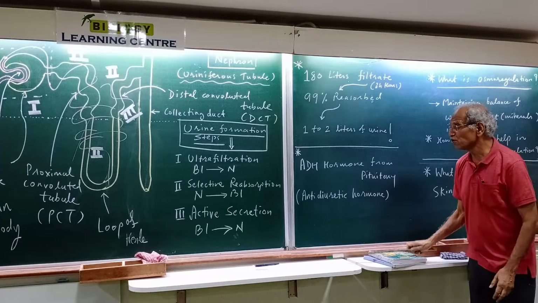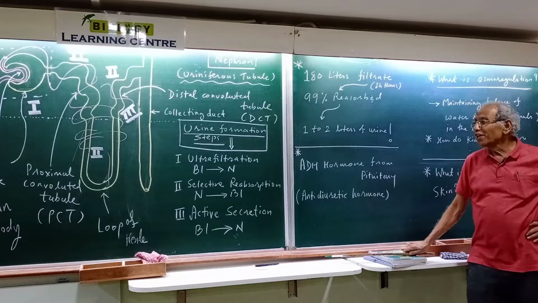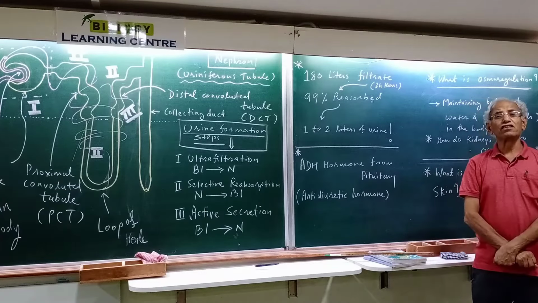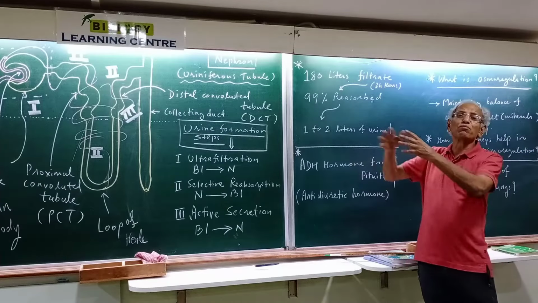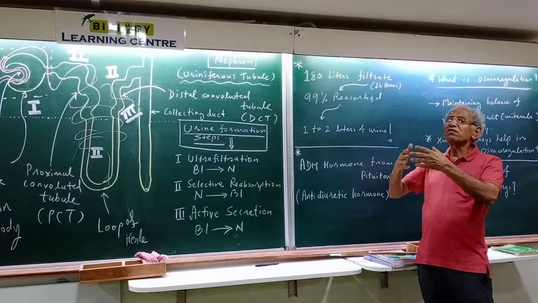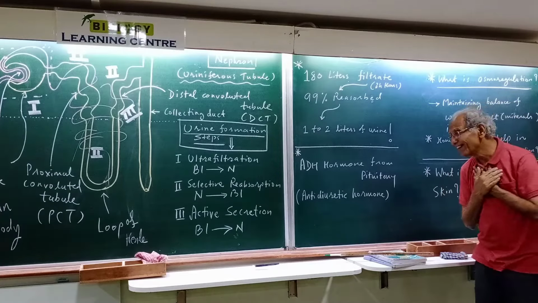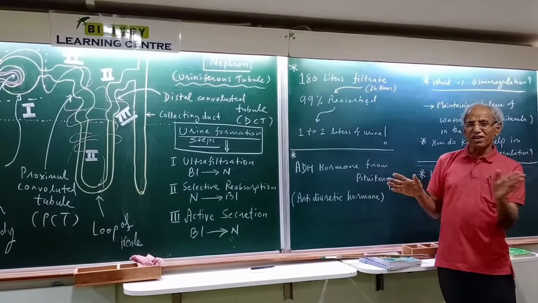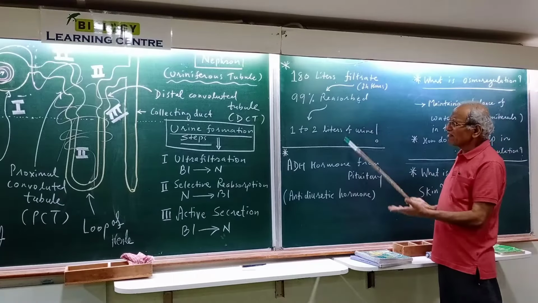But suppose there is a shortage of ADH, then what will happen? There are cases in which there is a shortage of ADH. The pituitary does not produce enough ADH, then what will happen? The person will have more urine produced. More means 10 liters, 15 liters, oh my god. But then special medicines are available and those problems can be controlled.